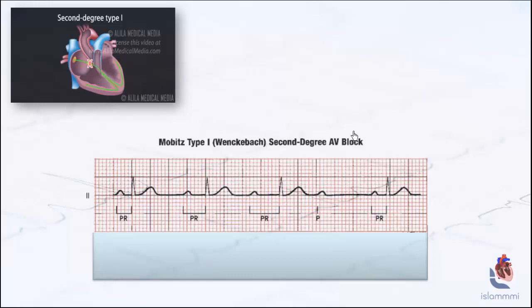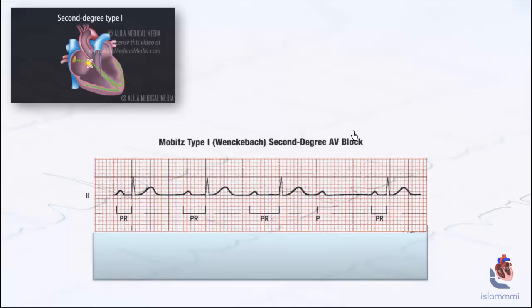Then again a P wave. So how many P waves do you have here? 2. So once you have more than one P wave, it's not first degree. It's not first, it's second or even third. Okay, so how can I know? I have to see if there is a rule here. Is it gradual prolongation and then drop? It's a second degree type 1.